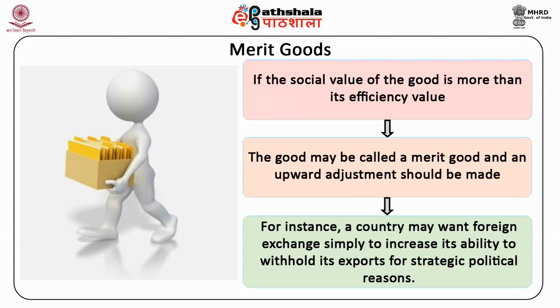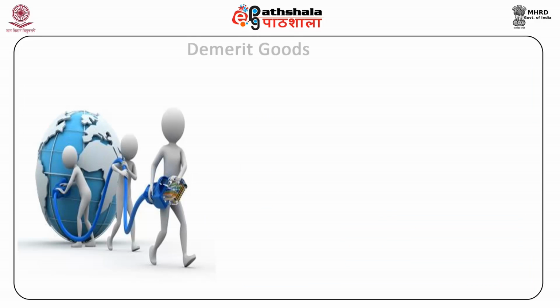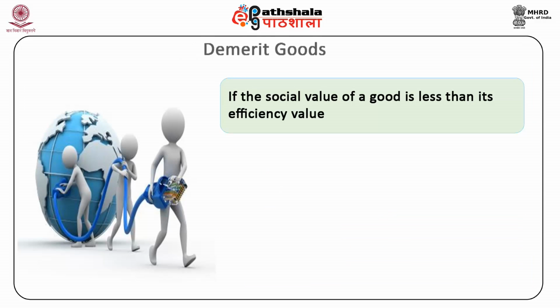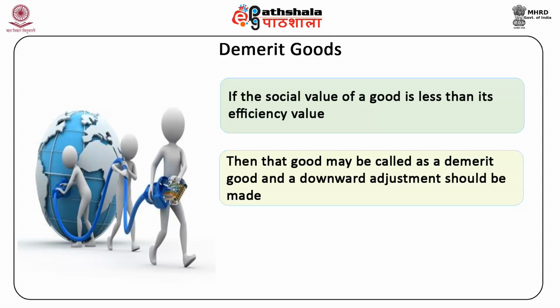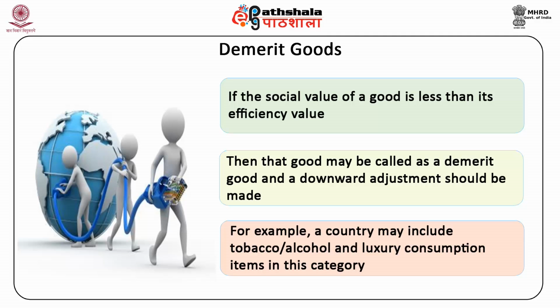For instance, a country may want foreign exchange simply to increase its ability to withhold its exports for strategic political reasons. Demerit goods. If the social value of a good is less than its efficiency value, then that good may be called a demerit good, and a downward adjustment should be made. For example, a country may include tobacco or alcohol and luxury consumption items in this category.